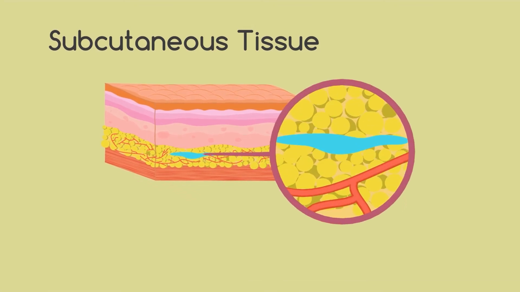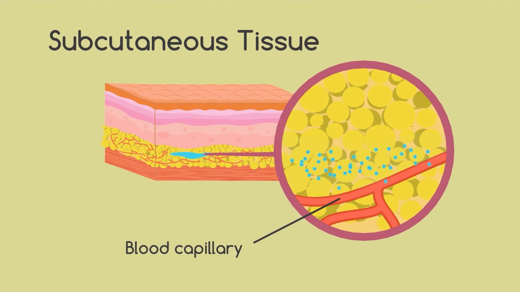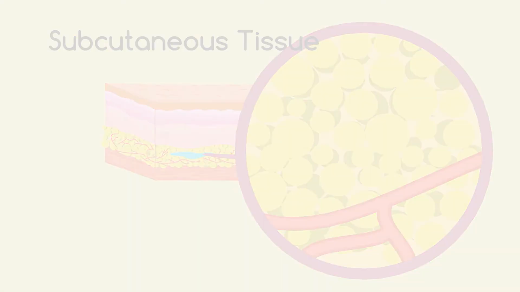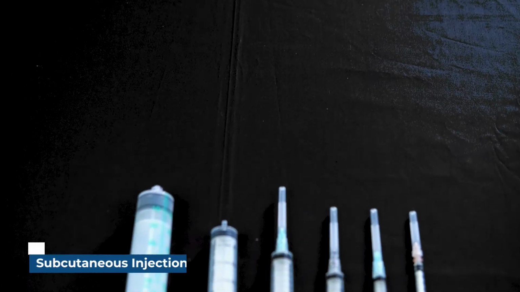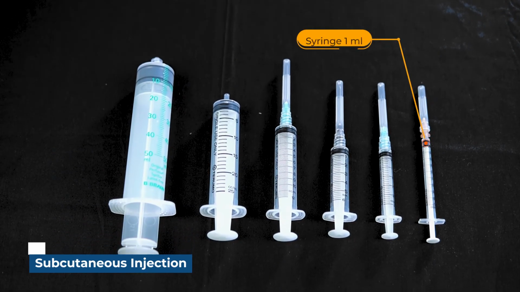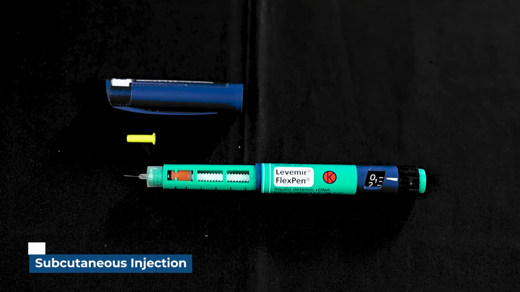Absorption of drug through this route may have a longer duration of action because drugs can be given as depot formulations, where the drug is released over a long period of time. Subcutaneous injection is usually given with a small size syringe, such as a 1 ml syringe with a 23 or 25 gauge needle, or a pre-filled multi-dose pen, such as an insulin pen.